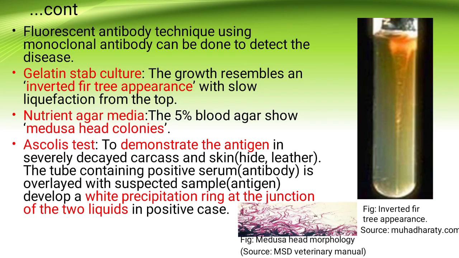Gelatin stab culture: the growth resembles an inverted fir tree appearance with slow liquefaction from the top. One can see the picture on the right side showing the inverted fir tree appearance. Diagnosis can also be done on nutrient agar media. The 5% blood agar shows medusa head colonies. And the last one is Ascoli's test. To demonstrate the antigen in a severely decayed carcass and skin, the tube containing positive serum is overlaid with the suspected sample. A white precipitation ring develops at the junction of the two liquids in positive cases.